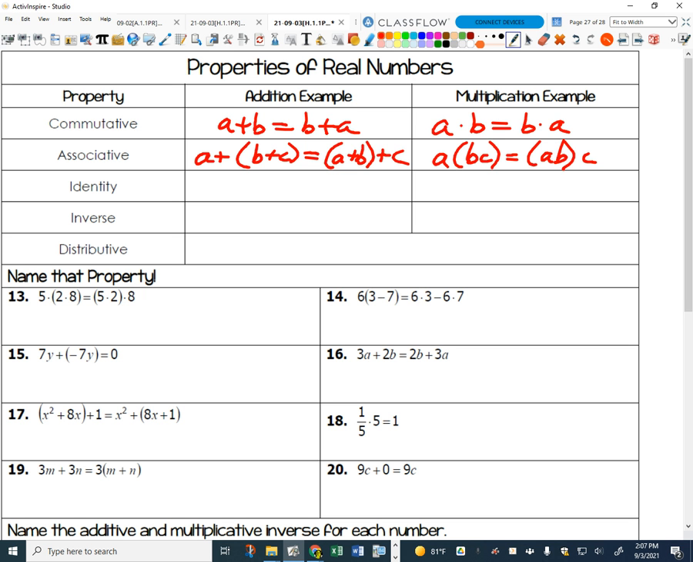Somebody? Yes. Good. A plus 0 equals A. For multiplication, yes, ma'am. A times 1 equals A. The inverse property for addition. Somebody want to take that one? Go ahead. Okay, good. A plus its opposite equals 0.